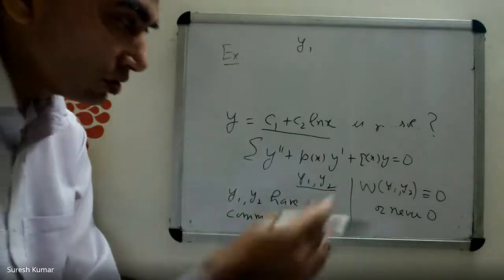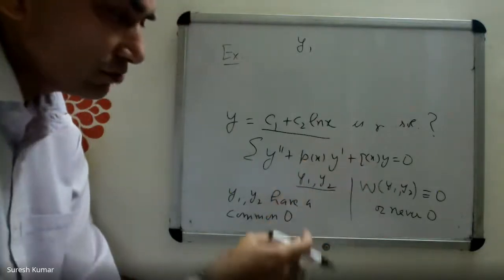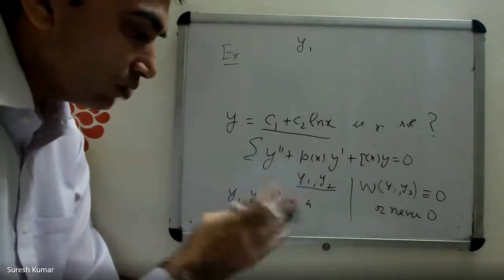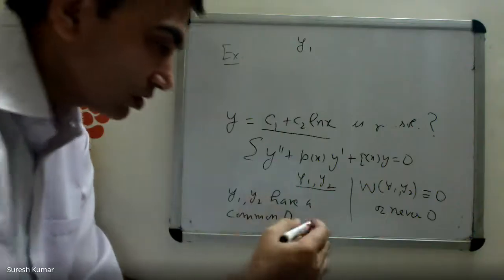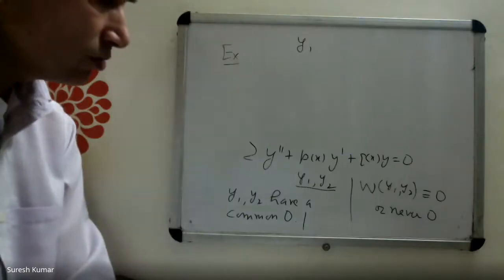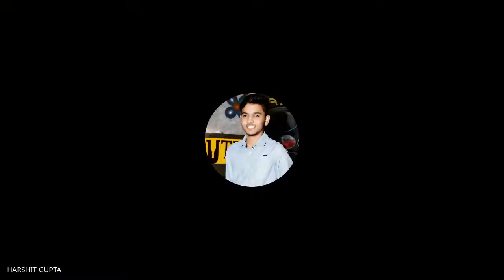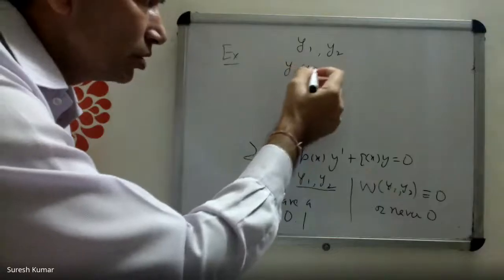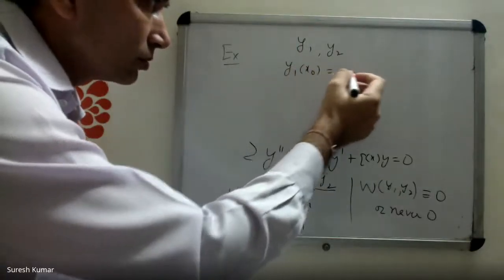Again, I repeat, this is a second order homogeneous linear differential equation. Two solutions are given such that they have a common zero. Common zero means linearly dependent. Dependent, yes. Why? The Wronskian will be always 0. Sir, if it is 0 for one value of x, it has to be 0 always. Do you understand the meaning of common zero? Yes. y1, y2 have common zero means these are zero at some point, at the same point.